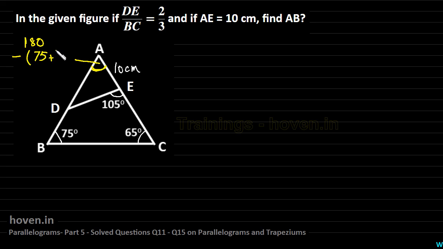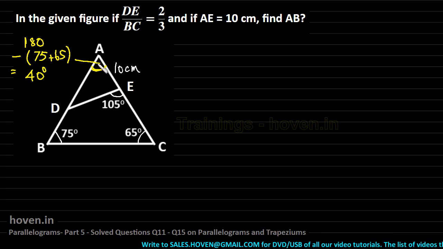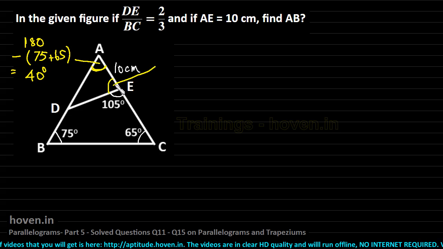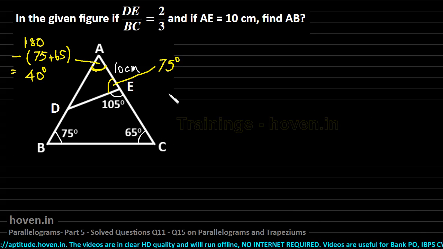75 plus 65, which is equal to, 75 and 65 will be 140. 180 minus 140 will be 40 degrees. So we have this angle as equal to 40 degrees. Next, we can also obtain this angle because this angle is a straight line and on this 105 has been given. So we can write that the value of this angle is 180 minus 105, which comes to 75 degrees.